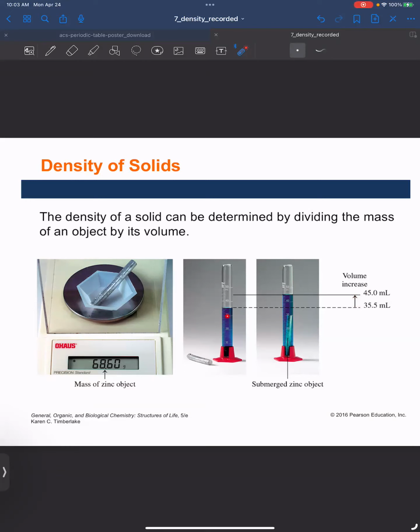Now, I just want to note here, this is a water solution. They just added blue dye so that you can see the difference more easily in the figure.